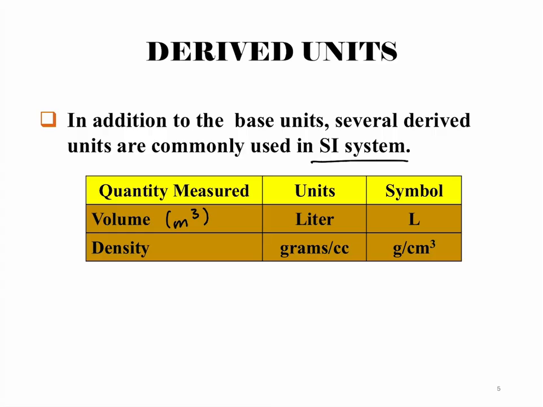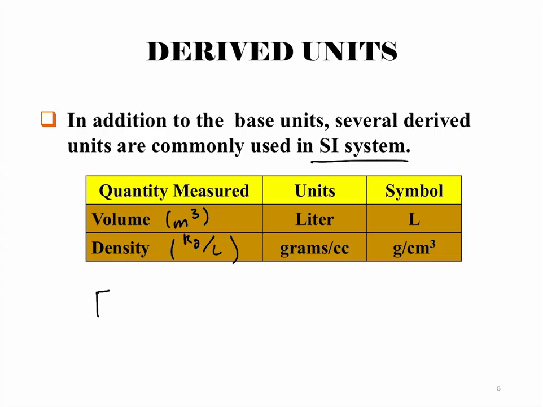And another one that we'll become more familiar with is density. And so density is mass per volume, usually, so kilogram per liter. Usually you see it as a gram per centimeter cubed, which is what grams per cc is there. Right, so these are also derived units.